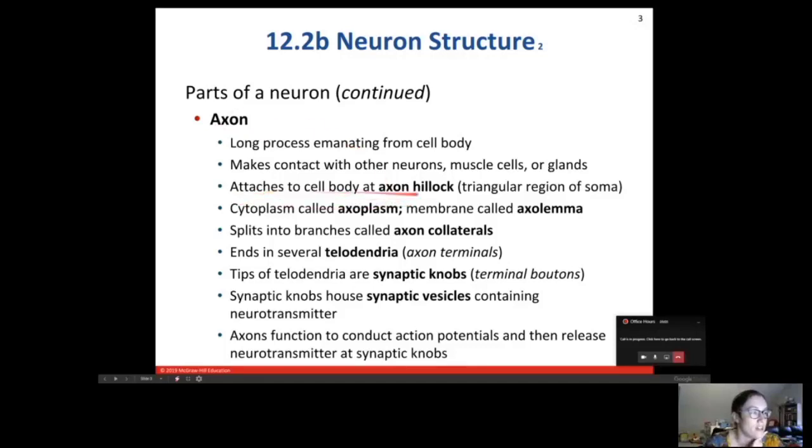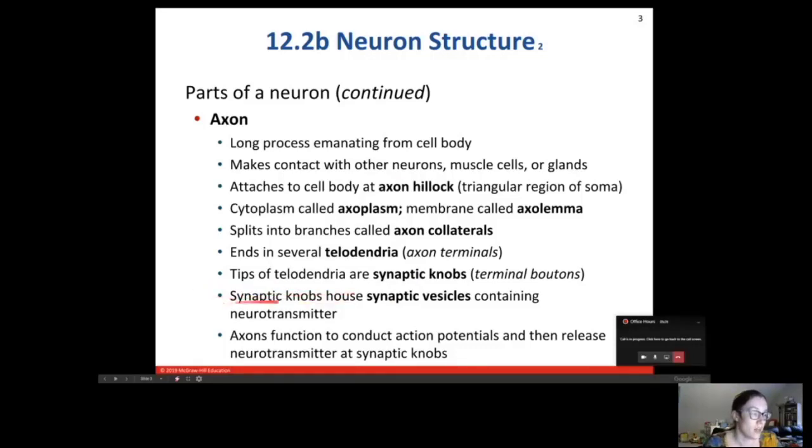The place where the axon attaches to the cell body is called the axon hillock. The cytoplasm inside the axon is called the axoplasm. A lot of these words you don't need to know for class. It's just kind of FYI. Make sure to look in your lab manual. You do need to know the axon hillock, the synaptic knobs and synaptic vesicles, but the other ones are a little bit FYI. Just if you read them, you'll know what they are.